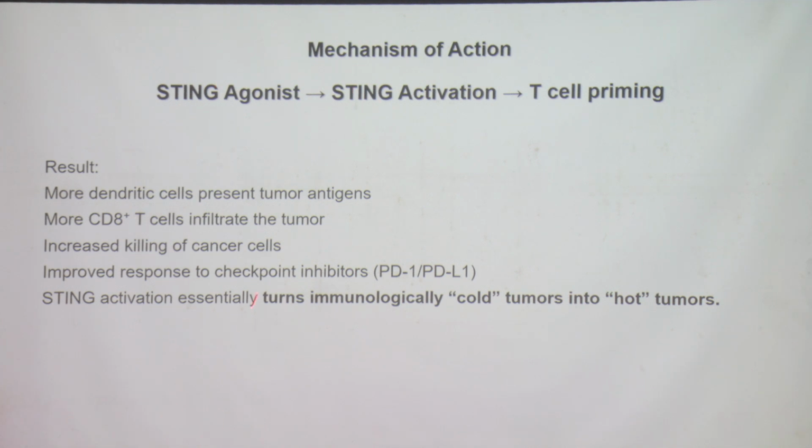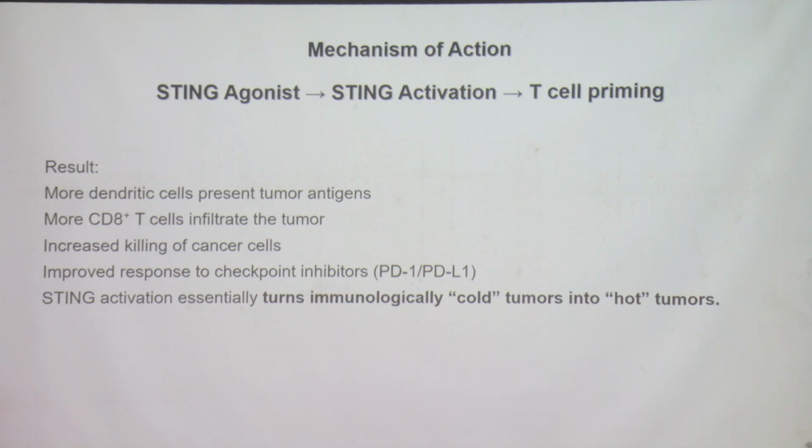So STING agonist activates STING pathway, which leads to T cell priming. So you guys understand. So more dendritic cells. What are dendritic cells again? They are APCs. So they present tumor antigens, so T cells will come, obviously, right?